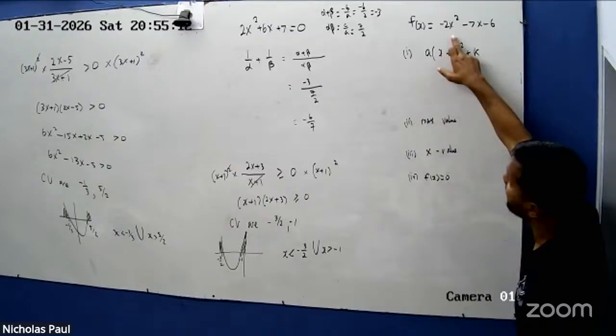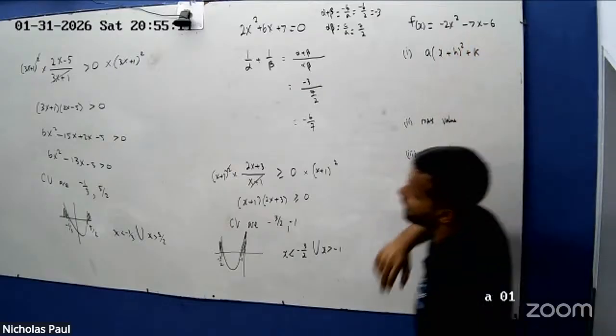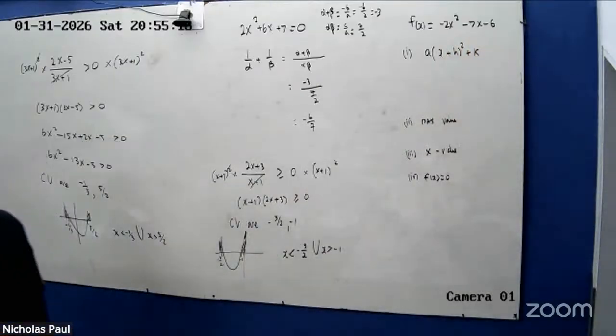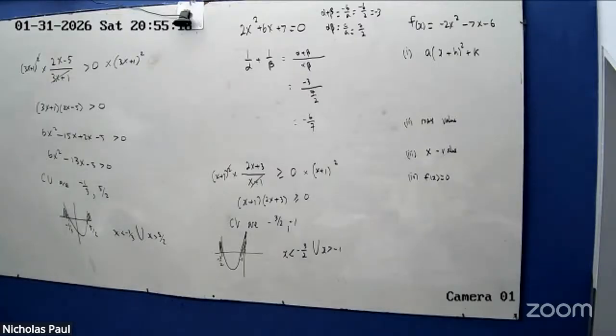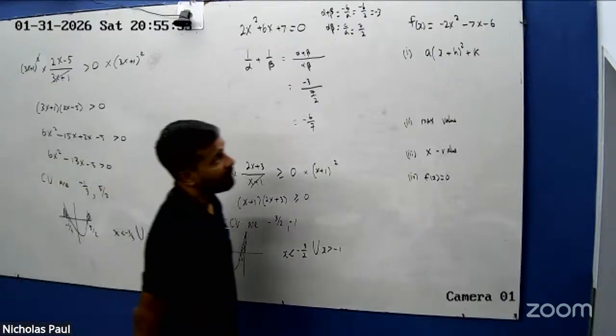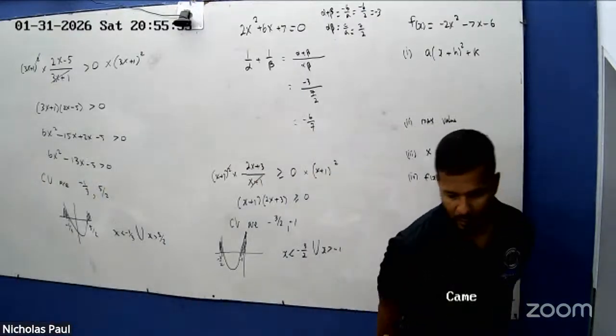Right? Minus 2x squared minus 7x minus. Ashish finished. All right, good, Ashish. Yep, you have to find H and K. Then answer the next part.